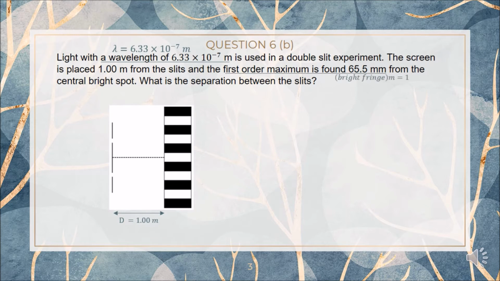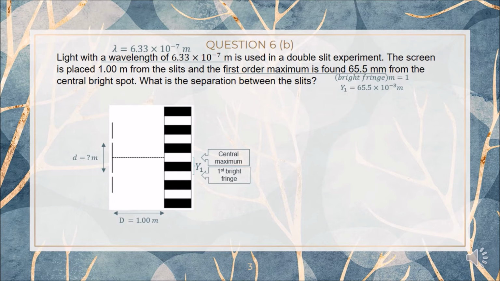For this question, m is equal to 1. So y1 is equal to 65.5 times 10 to the power of negative 3 meter, because we have to convert the millimeter into meter. Here is the central maximum, and this is the first bright fringe. Now we know that y1 is here. Then the question asks us to find the separation between the slits, which means we have to find the d for this question.